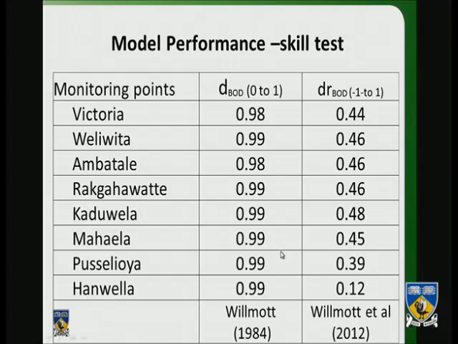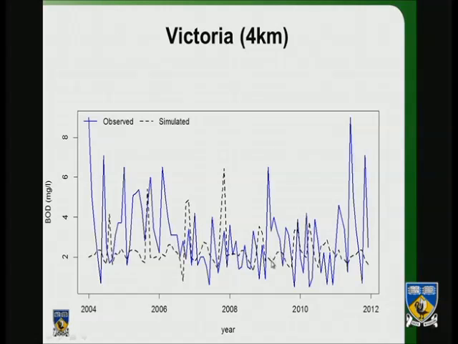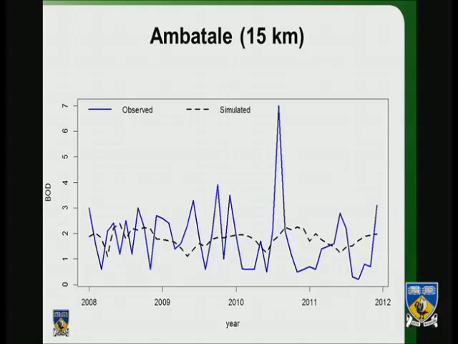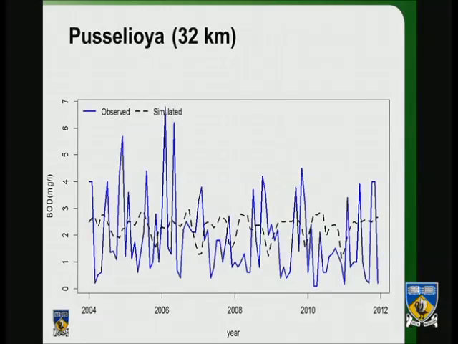So after validating, I have some pictures of model validation visual graphs. This is the closest point to the ocean, 4 kilometers from the sea. You can see the blue line is the observed data, and the dotted line is the simulated data. And this is for Ambatale. This is the drinking water point, where we extract drinking water. And this is for a point closer to the upper boundary.